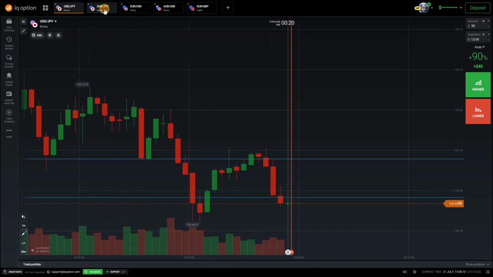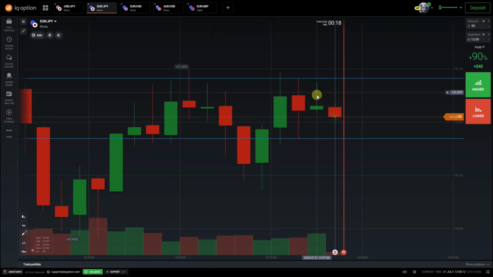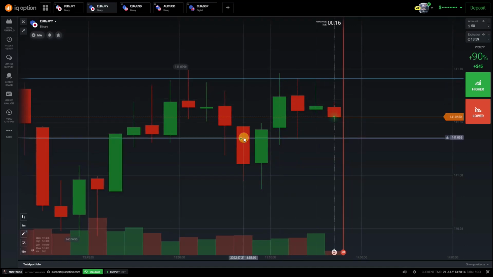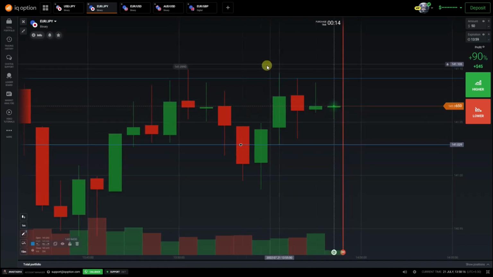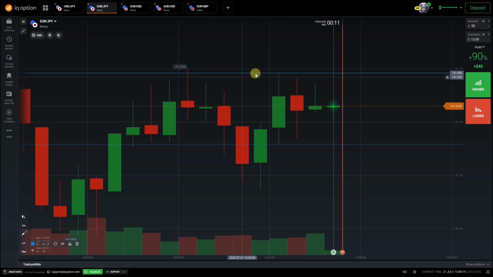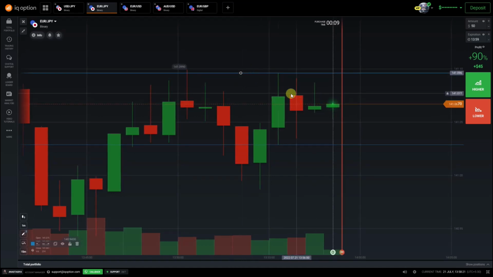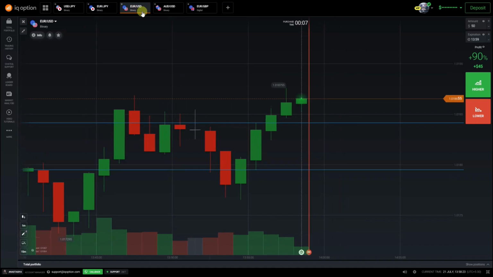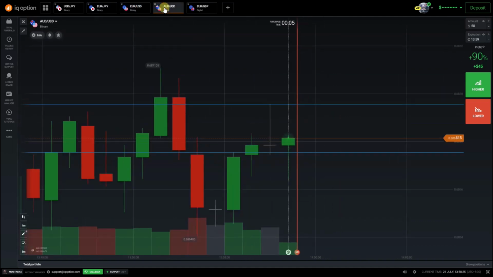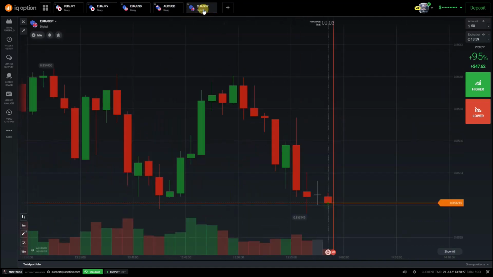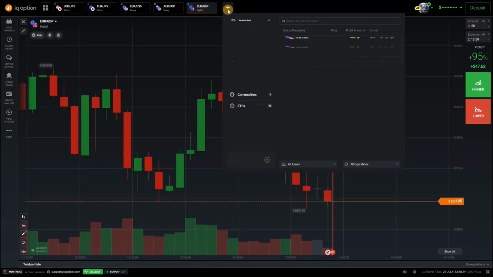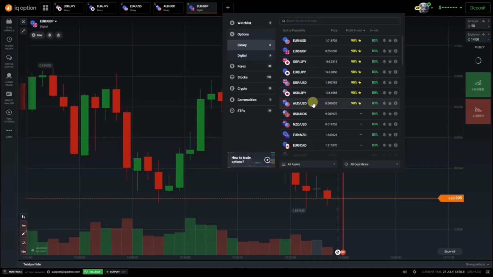Sometimes we need to wait. There is no setup here. If we used this setup, you can see the possibility of losing this trade. There is no candle. Here also there is no candle. Here also there is no candle. So how many more opportunities do we have?